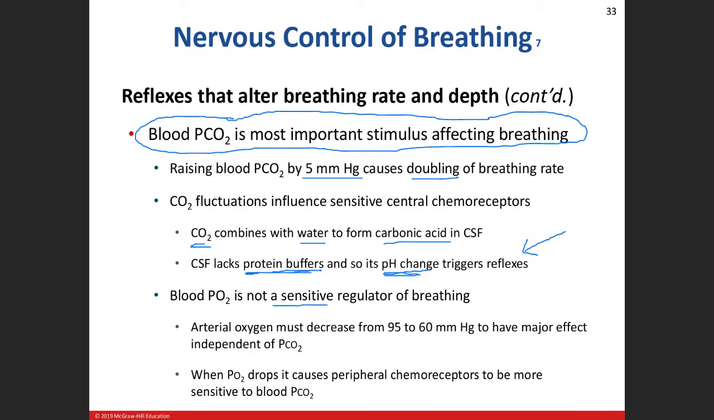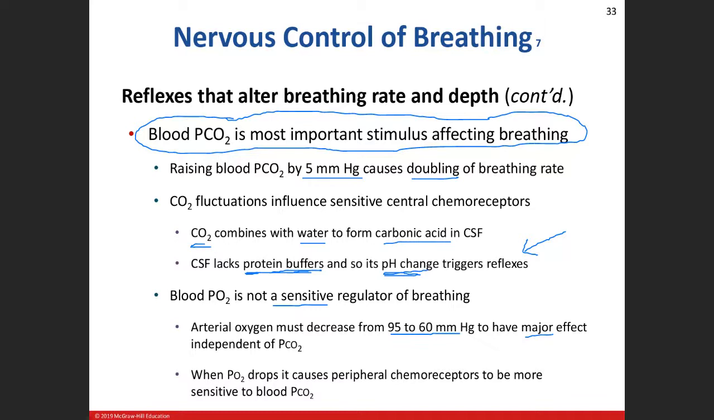You'll have to see a really large change. Oxygen has to go a difference of about 35 millimeters of mercury, compared to just 5 millimeters of mercury with carbon dioxide. Oxygen will have to change by about 35 to have any major effect on your rate of breathing.